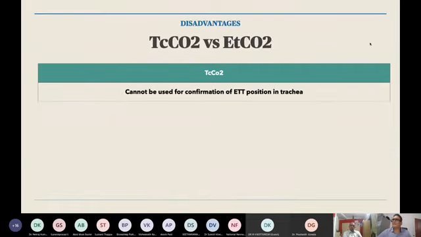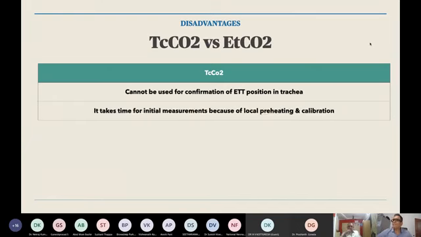Whereas the disadvantage is it cannot be used for confirmation of the ET tube position. Say, for example, the EtCO2, we sometimes use it in the labor ward or in the theater soon after intubation to see whether the ET tube is in the trachea or in the esophagus. But because the transcutaneous CO2 takes some time to give the reading, because the skin has to be heated to measure the CO2 readings, it cannot be used in delivery room situations.